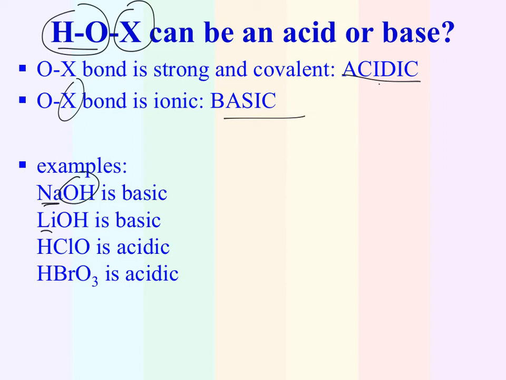Same thing with lithium hydroxide. So these are both going to give you basic solutions. When we look at HClO3 and HBrO3, we know that the OHs that are present there are attached to the remainder of the molecule via covalent bonding, and subsequently these will give us acids in solution.